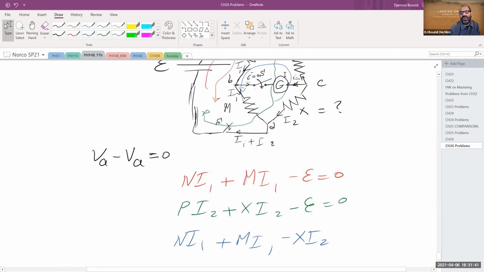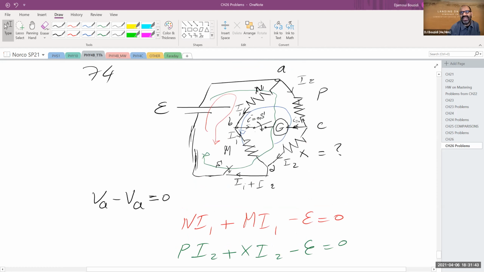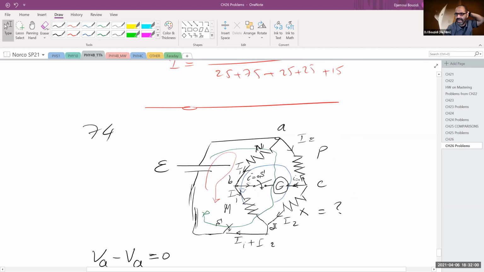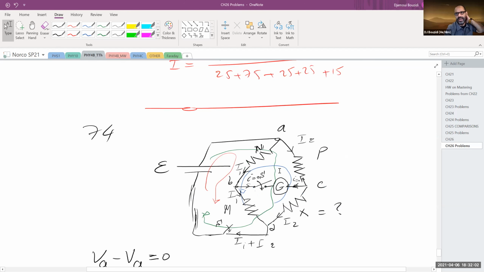To C. And from C to A, we're going to go against the current again, I2. And that is minus P times I2, I'm sorry. That is equal to 0. There is no EMF in this branch at all, in this side in here, in this loop at all.